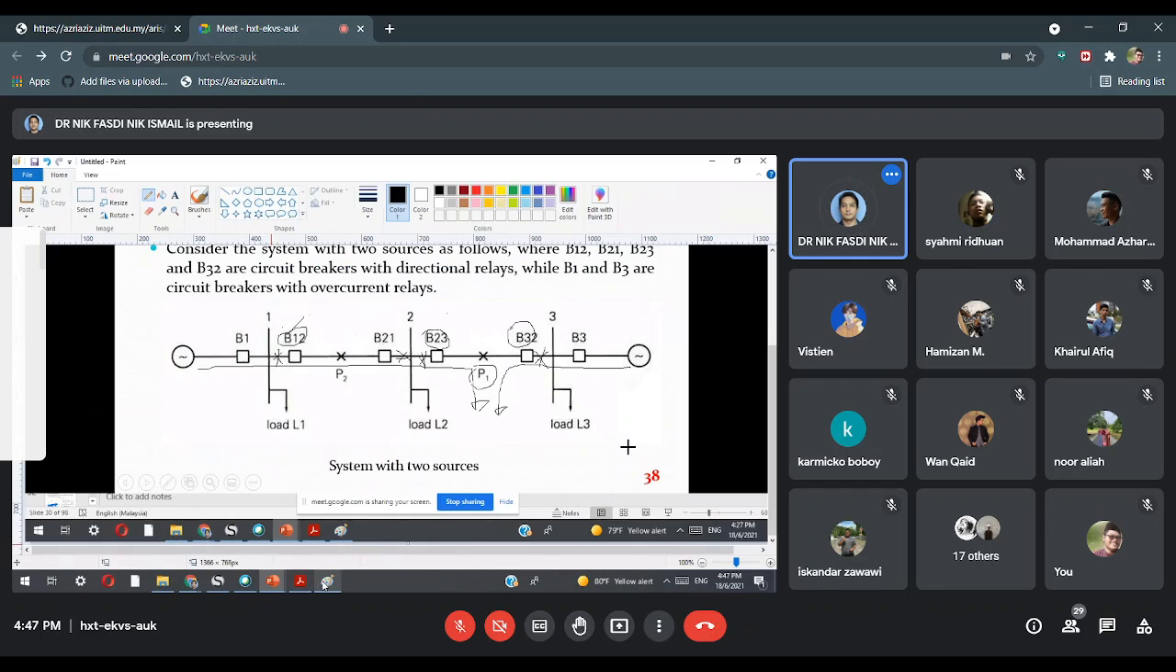So what happens is we want this one to operate first because the fault is here. We want this one to operate first in order to isolate the fault. So kita nak ni dulu. So ini akan jadi primary protection and this one akan jadi secondary ataupun backup protection ya.